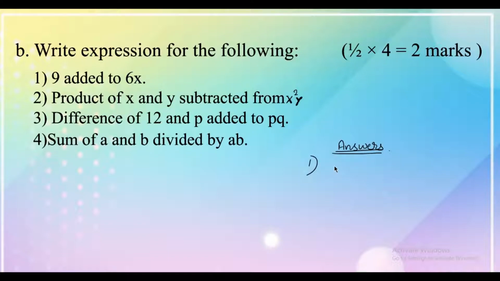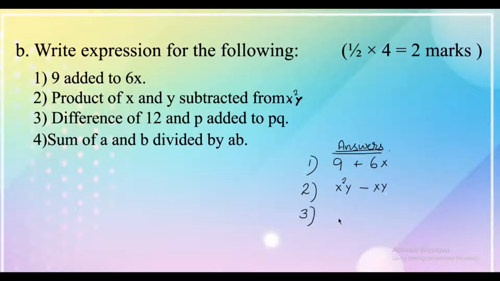The first one is 9 added to 6x. That we can write as 9 plus 6x. Second one, the product of x and y subtracted from x square y. So the answer is x square y minus the product of x and y, which you can write as xy. x square y minus xy.